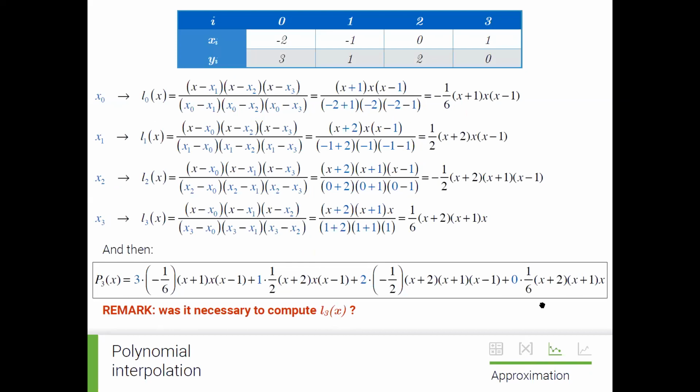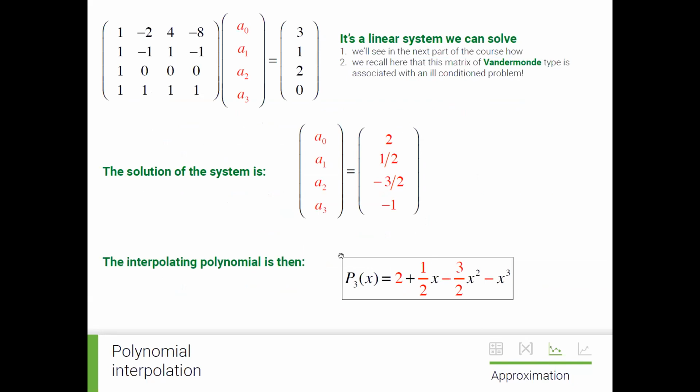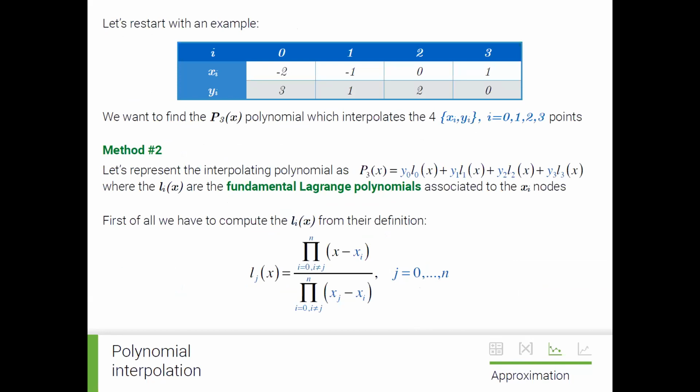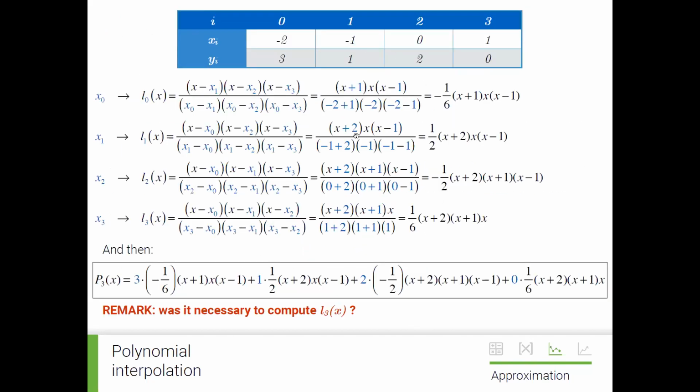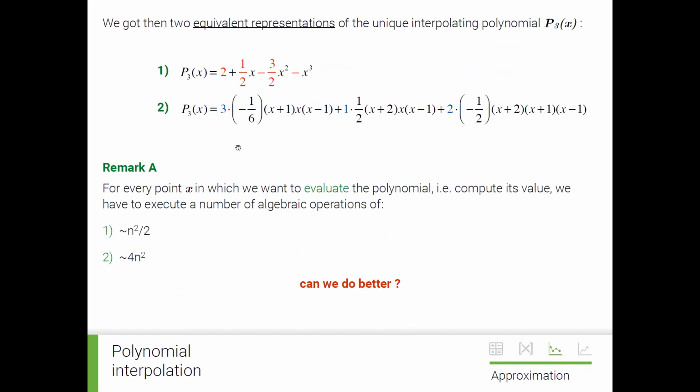this polynomial P3. This is equivalent to the first polynomial, this one, obtained with the first method, with the Vandermonde matrix. So we get two equivalent representations of the unique interpolating polynomial P3 of x. You can see the first one and the second one are equivalent.